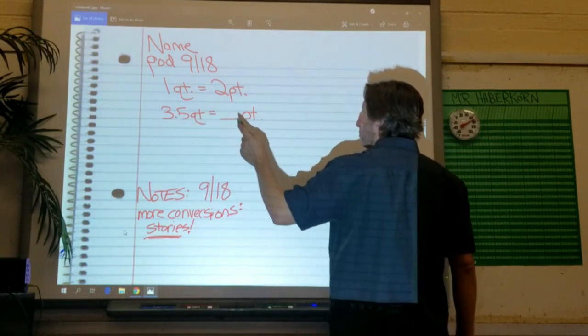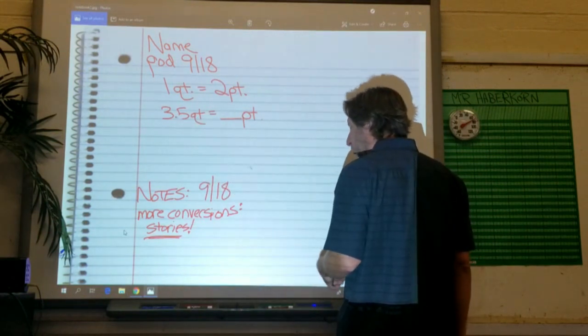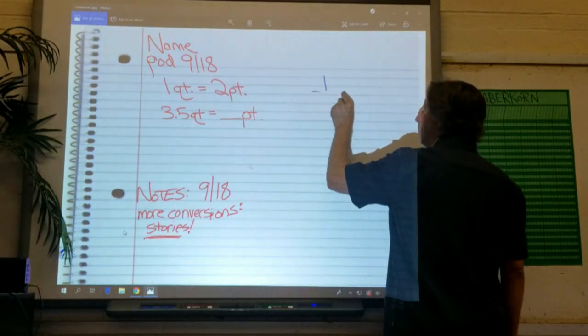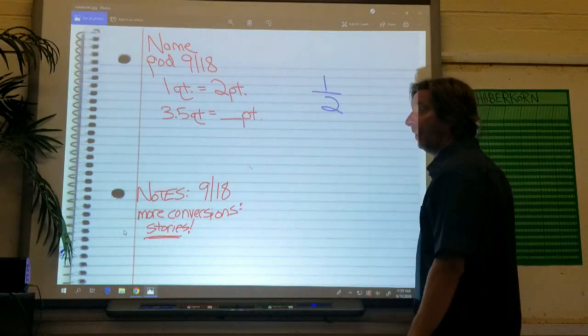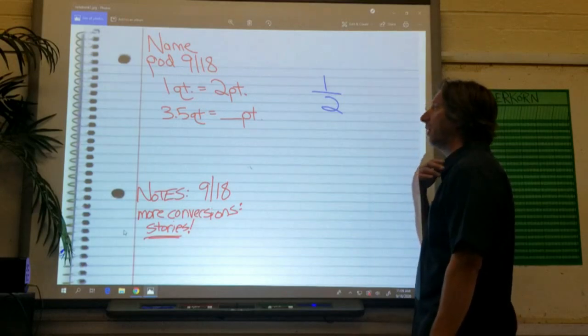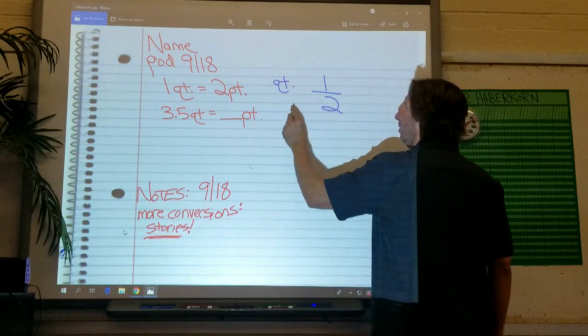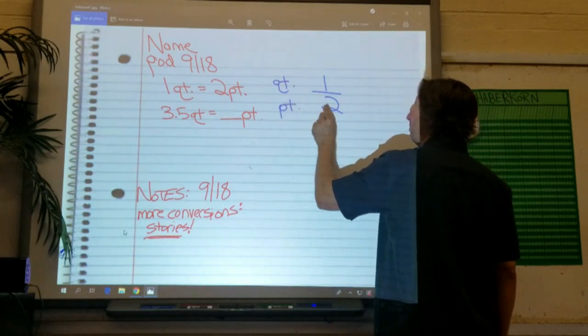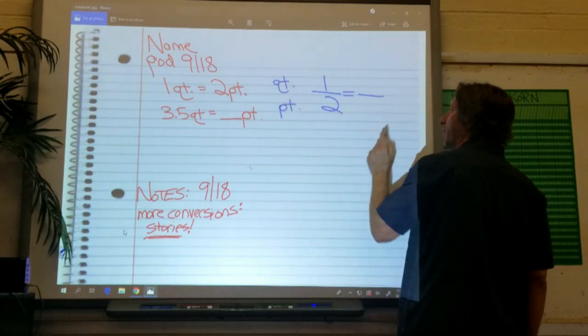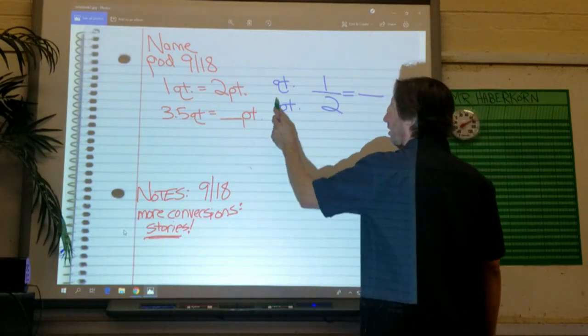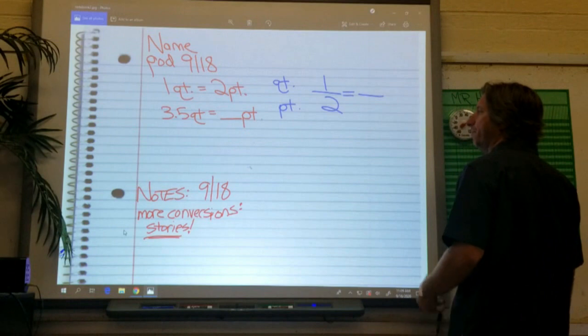3.5 quarts equals blank pints. All right, so we're just going to turn this into a proportion. First fraction, 1 over 2. And we're going to label it. Remember yesterday we learned that labeling it is important. The 1 stands for quarts. The 2 stands for pints. Now we can make our second fraction. It says 3.5 quarts. Where's that going to go? Oh, quarts is on the top.